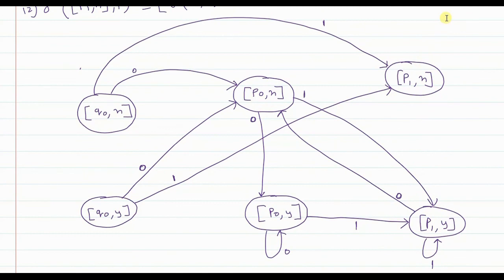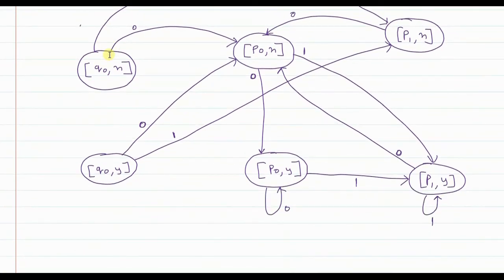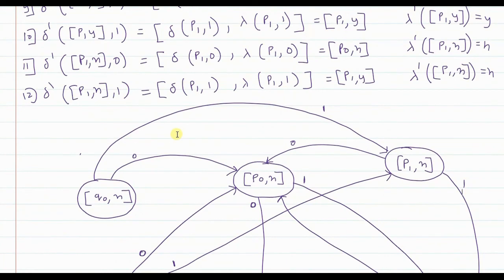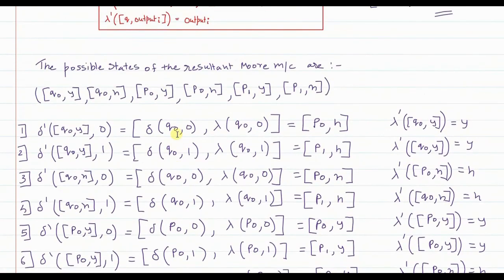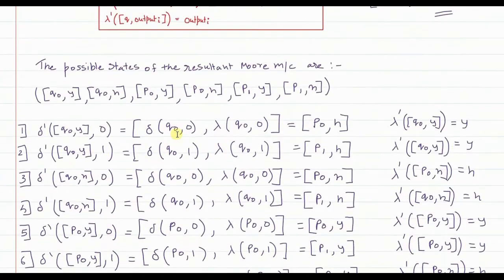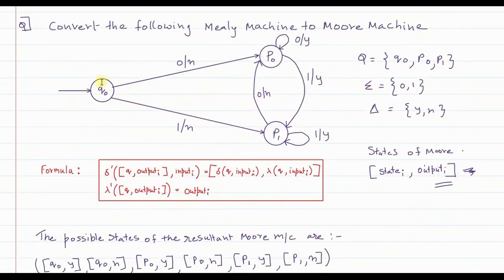Right? Now finally, what is remaining? P1 N. P1 N on 0 goes to P naught N, and P1 N on 1 goes to P1 Y. Fine. So this is what we get.